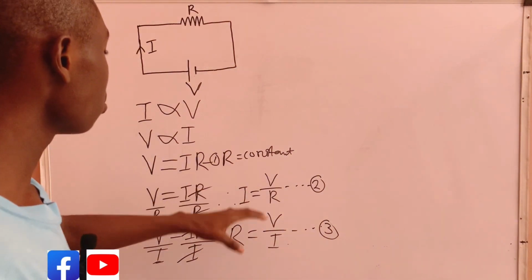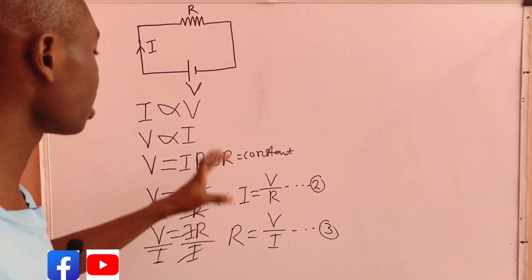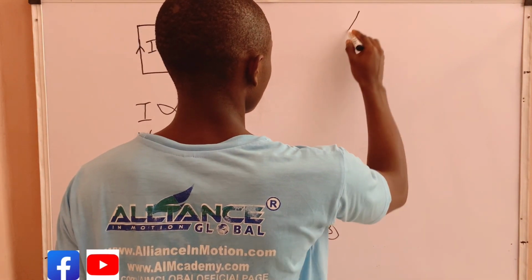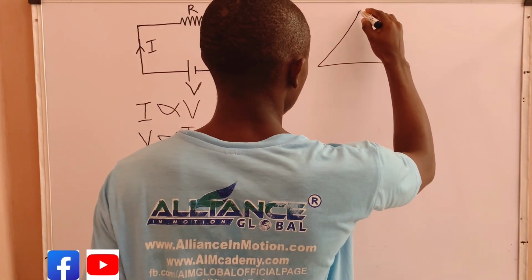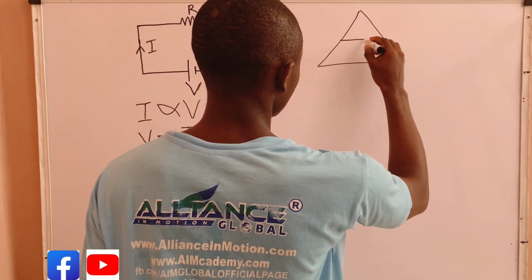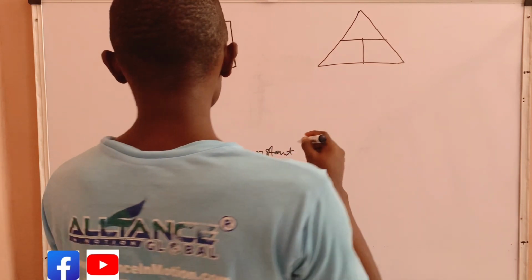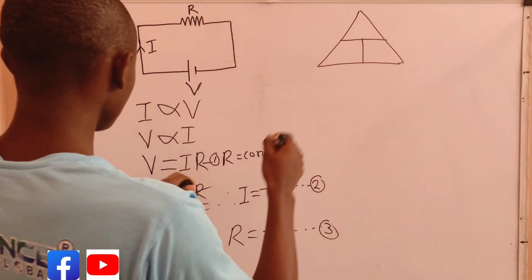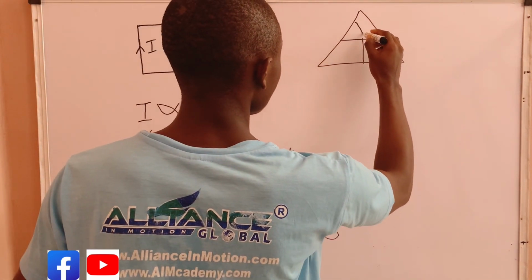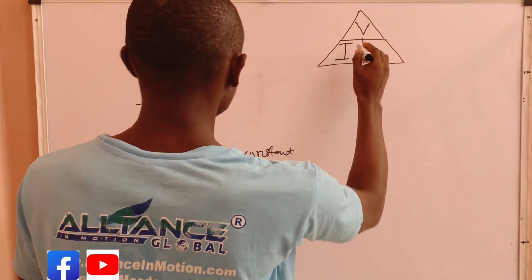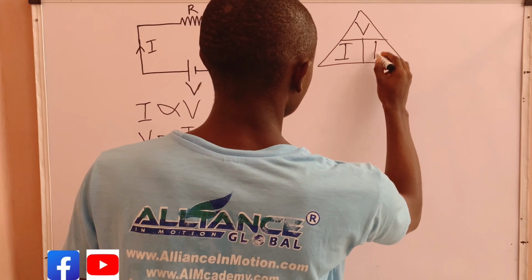The easiest way to remember these 3 formulas is to represent them on a triangle. I want to draw a triangle and partition it into 3 segments. For equation 1, V equals IR. The first segment will be V, the second one will be I, then the third one will be R.